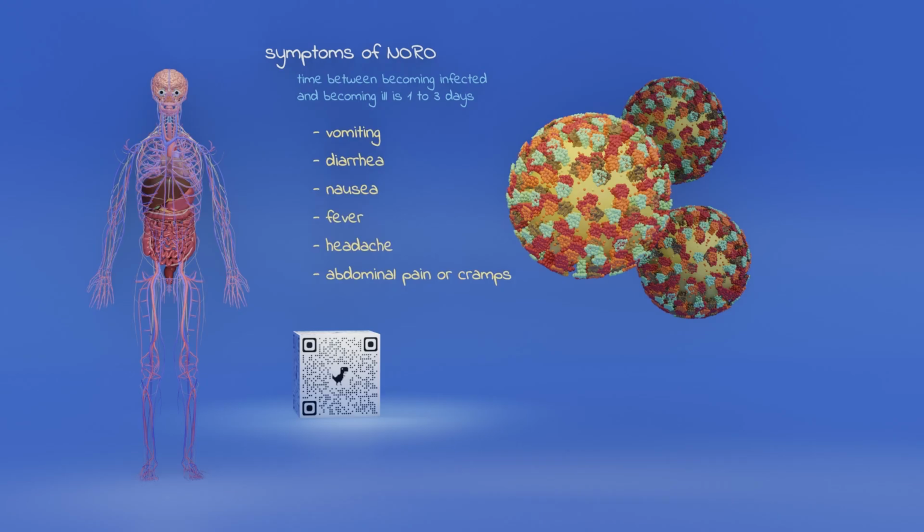Symptoms of a norovirus infection are nausea, vomiting, often violent and sudden, diarrhea, often watery, abdominal pain or cramps, mild fever or chills, headache, muscle pain, fatigue. After exposure to norovirus, it takes an average of 12 to 48 hours for the first symptoms to appear. Symptoms usually last 1 to 3 days.